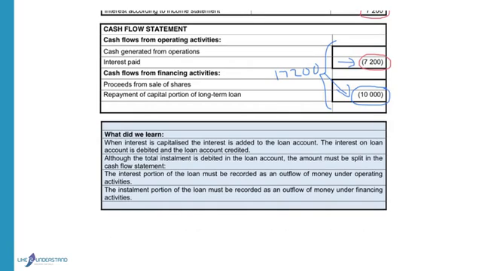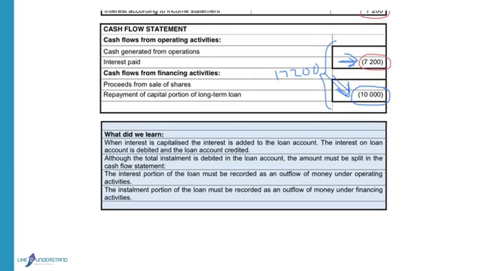When interest is capitalized, the interest is added to the loan, and at the end of the year, you will debit your interest on loan account, and the loan account will be credited with the interest. Although this total installment was debited in the loan account, when you do it on the cash flow statement, you have to make that split to show that some of this money was for operating activity to pay out interest. Some of the money was for a financing activity to pay the loan.